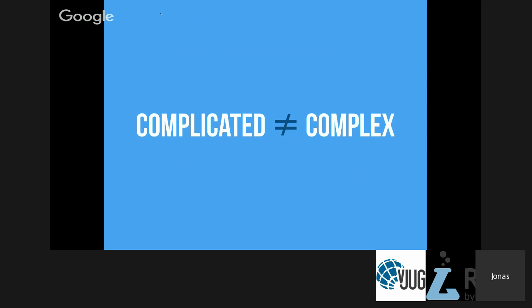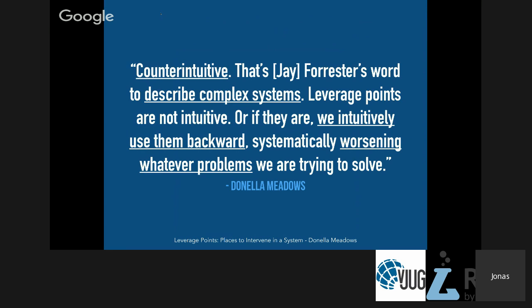Donella Meadows writes, when she writes about points for human intervention in complex systems, and I quote, "Counterintuitive. That's Jay Forrester's word to describe complex systems. Leverage points are not intuitive, or if they are, then we as humans intuitively use them backwards, systematically worsening whatever problems we are trying to solve." When humans get involved, we usually just make it worse, because complex systems are so hard to grasp, and we intuitively use them wrong. So I really think that we need good models to understand failure in complex systems, what happens and what we can do about it.